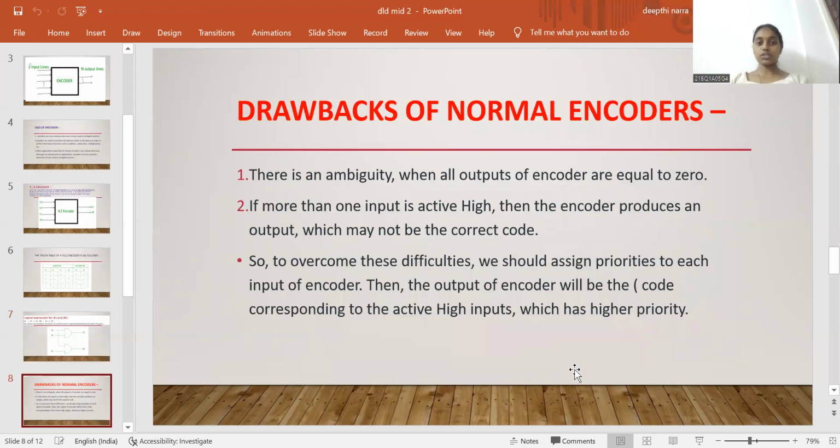Drawbacks of normal encoders. There is an ambiguity when all outputs of the encoder are equal to 1. If more than one input is active high, then the encoder produces an output which may not be the correct code. So, to overcome these difficulties, we should assign priorities to each input of the encoder. Then the output of the encoder will be the code corresponding to the active high input which has higher priority.